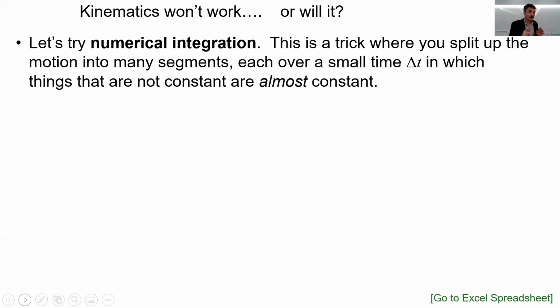So kinematics won't work, or will it? Let's try a thing called numerical integration. This is a trick where you split up the motion into many segments, each over a small time delta t, in which things that are not constant are almost constant. Anything's constant if you look at it for a short enough amount of time, right?